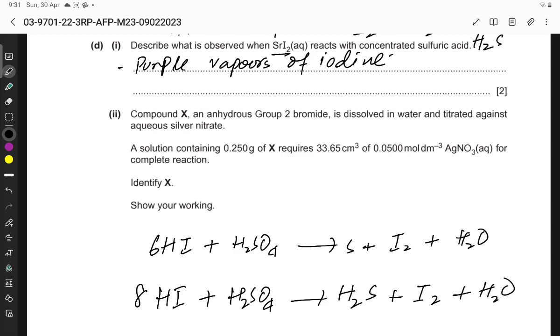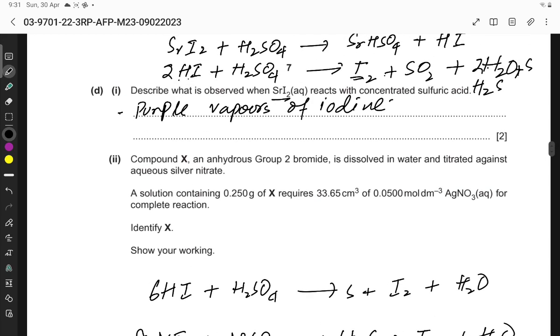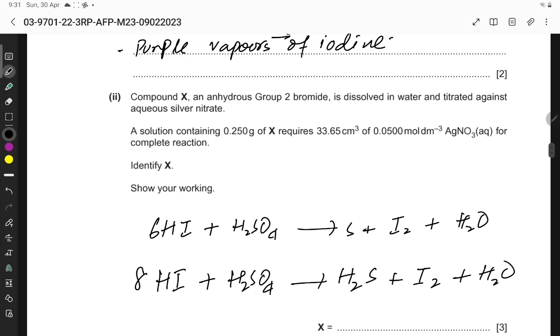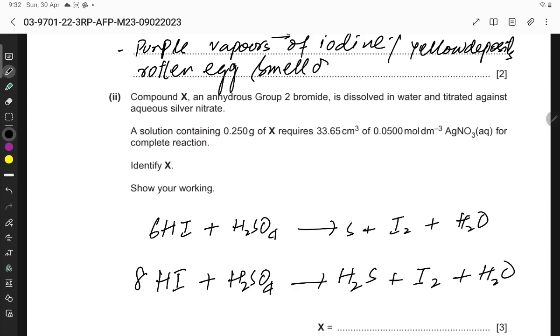So the observations will be purple vapors of iodine, yellow deposits of sulfur, rotten egg smell of hydrogen sulfide, H2S, and heat is evolved. Bubbles can be seen.